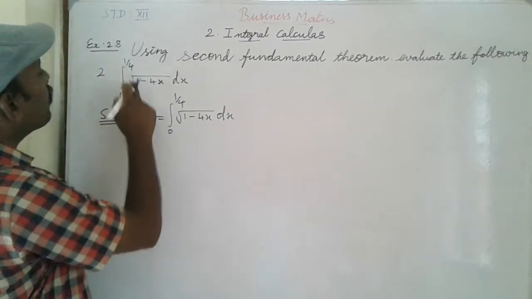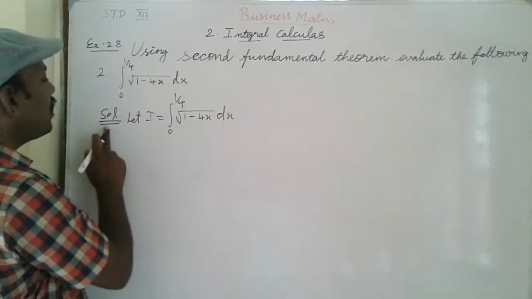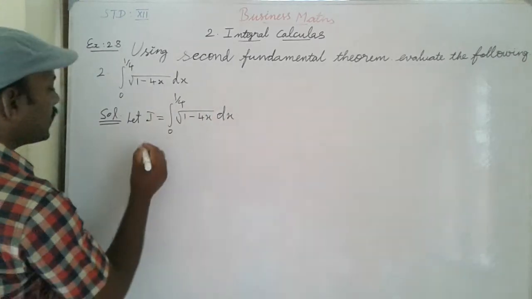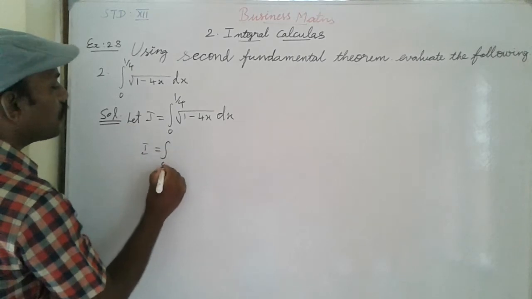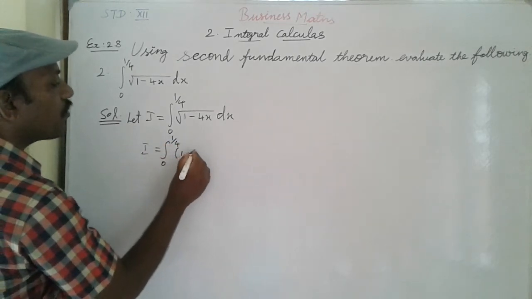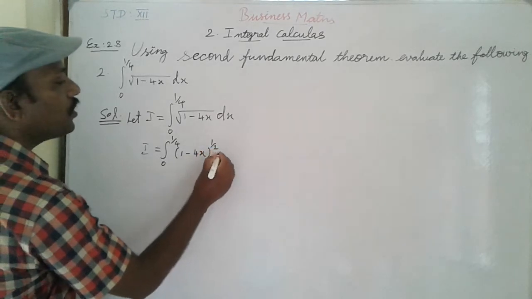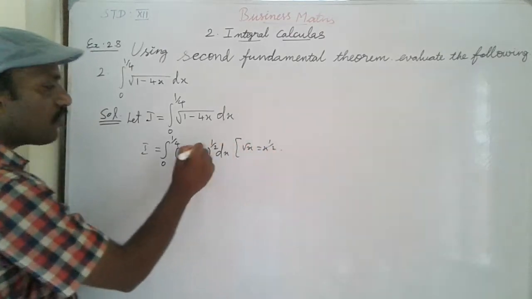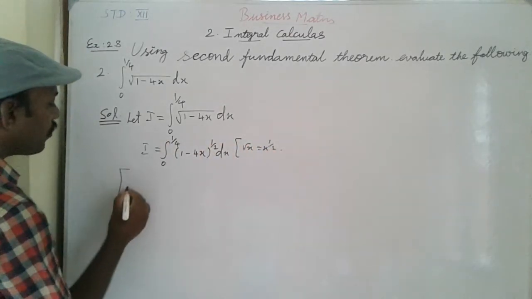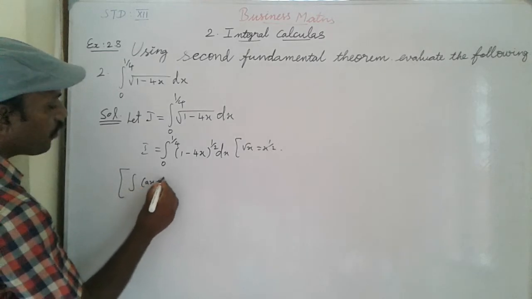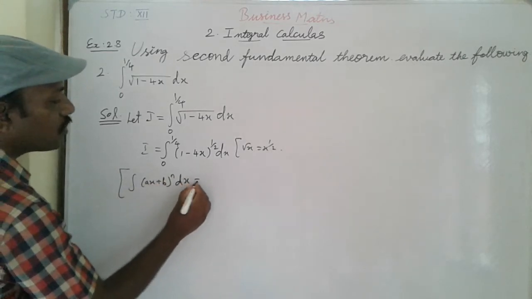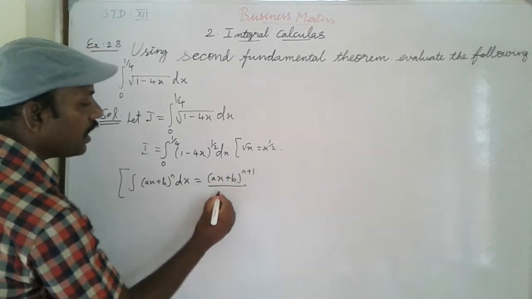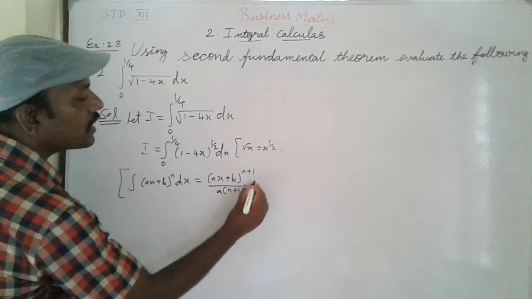Next sum: integral from 0 to 1 by 4 of root of 1 minus 4x dx. Solution: let I equal integral from 0 to 1 by 4 of root of 1 minus 4x dx. We write it as integral from 0 to 1 by 4 of (1 minus 4x) whole power 1 by 2 dx. We know that root of x is x power 1 by 2, so we use this formula here. Next we know the formula: integral of (ax plus b) whole power n dx equals (ax plus b) whole power n plus 1 divided by a into (n plus 1) plus c.